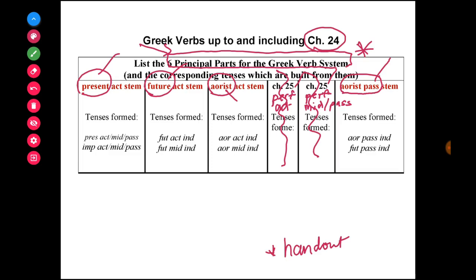It doesn't matter what vocabulary word you learn, you have to learn the vocabulary word and also memorize not just the lexical form and not just the verbal root. You need to memorize the present active stem, which is basically the lexical stem. They're one and the same. The future active stem, the aorist active stem, the aorist passive stem. That's what you're responsible for now after chapter 24.